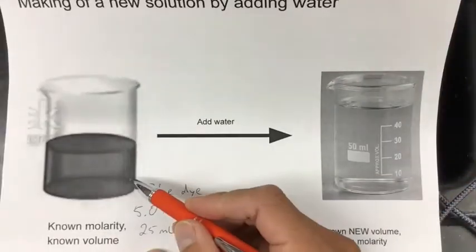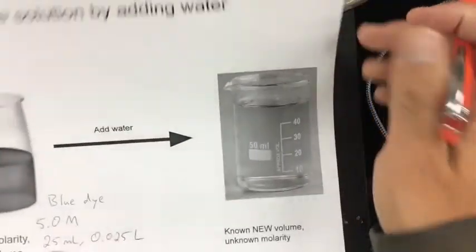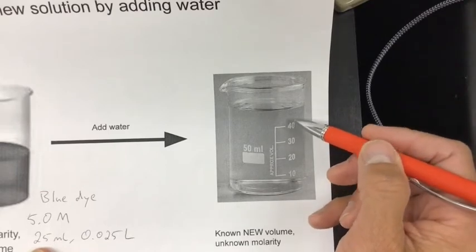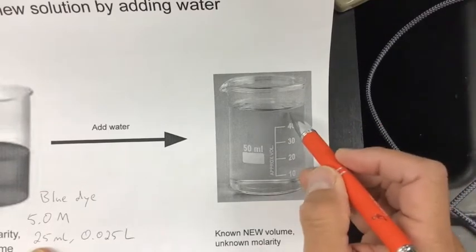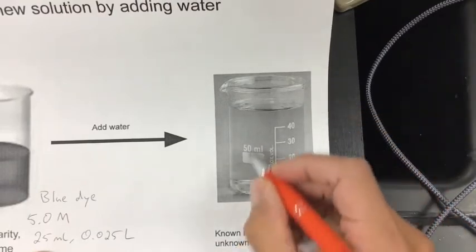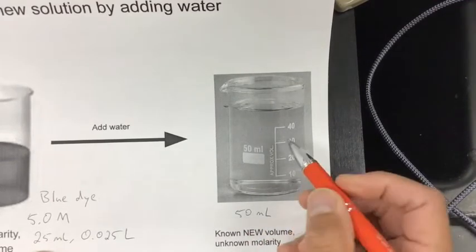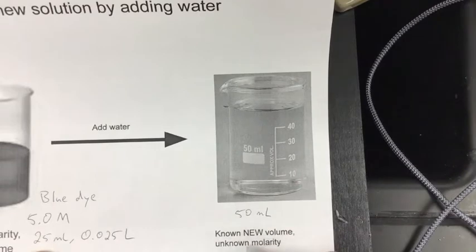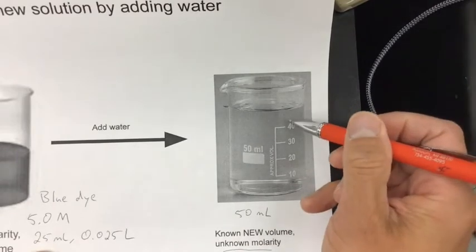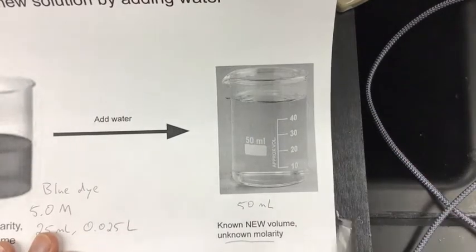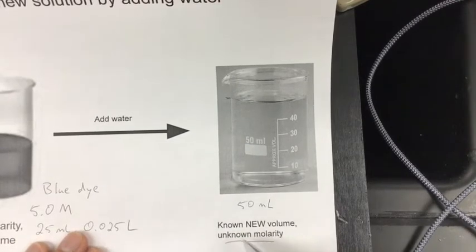So let's say I take this solution, I add some water, and you can see that it got fainter, and I have now 50 milliliters. Okay, so 50 milliliters. Well, what is the new molarity of this solution? So clearly it's gotten weaker, and I have made the volume bigger. So we need to find the new molarity of this solution. And so I'm going to diagram out kind of what this looks like.